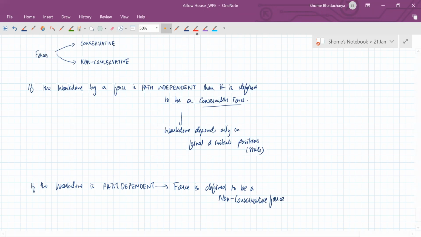Okay. So this is the general definition. Now there is one more important property of conservative or non-conservative forces. We'll discuss that next. Just make a note of this first.